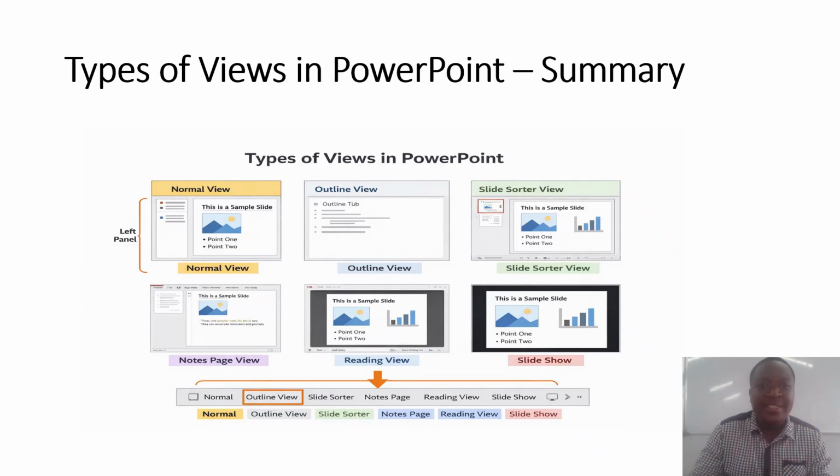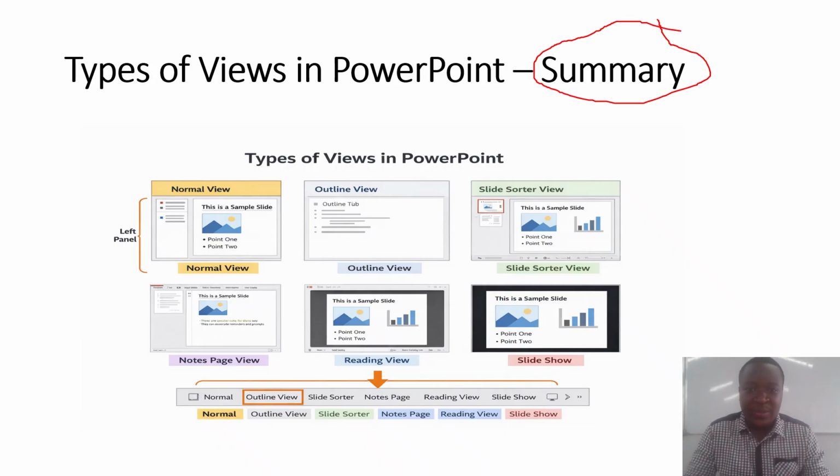Now, let's look at types of views in PowerPoint in summary form. There's a picture here. You can see these are types of views in PowerPoint. We are saying there are 6 views. Number 1 is the normal view. This is how a normal view looks. Here are slides, and this one is the slide pane, where you write your text and your information.